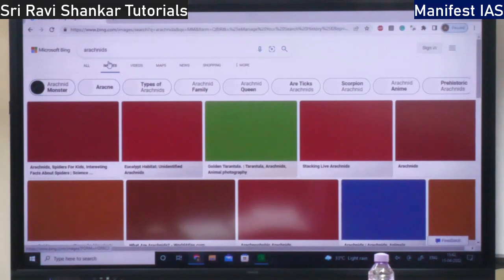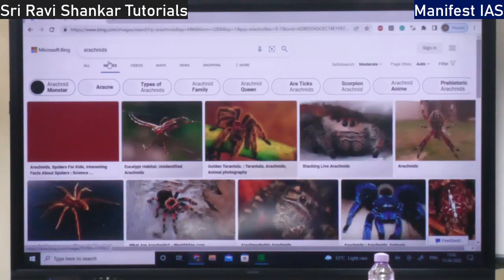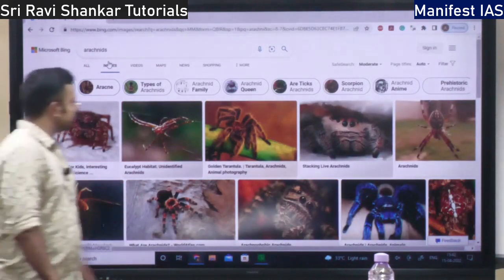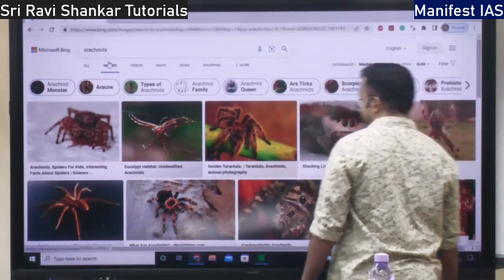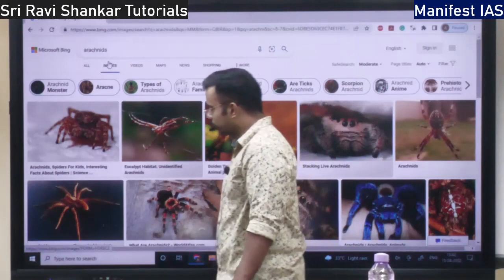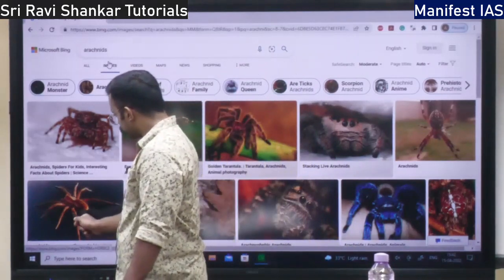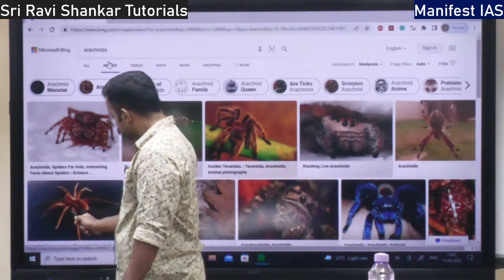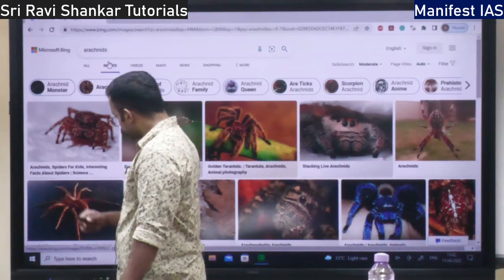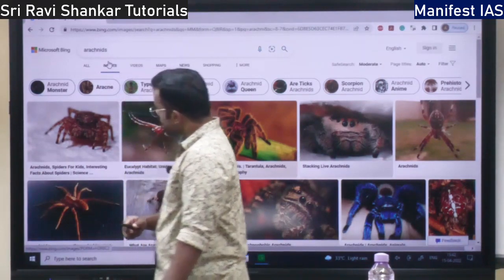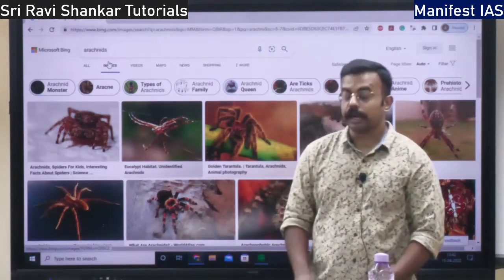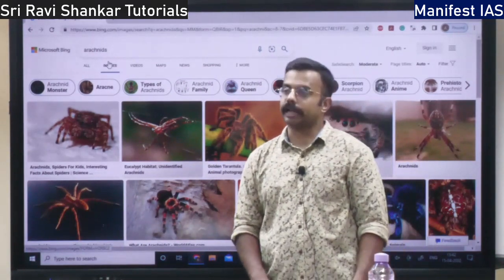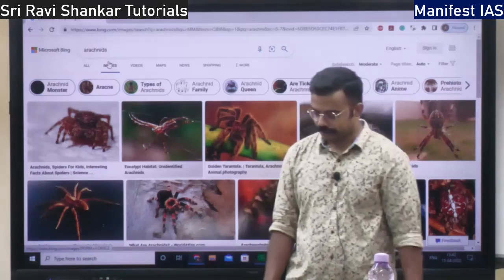I need not show you spider and scorpion pictures, but these are arachnids. Arachnids are the ones which have 48 knees, especially the spider. It has 8 legs, 8 into 6, 48 knees, right?